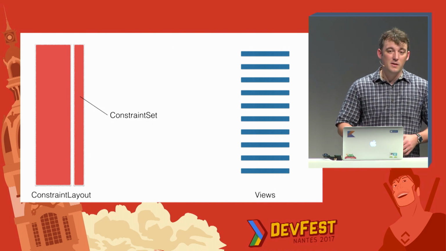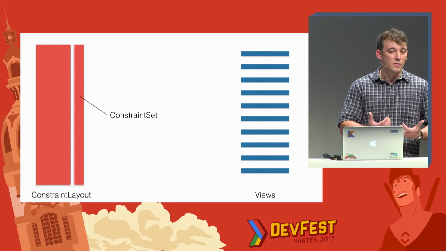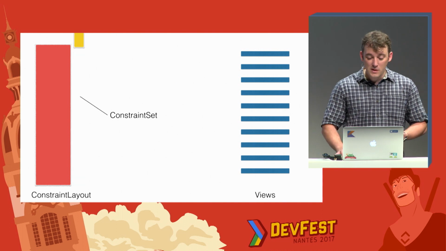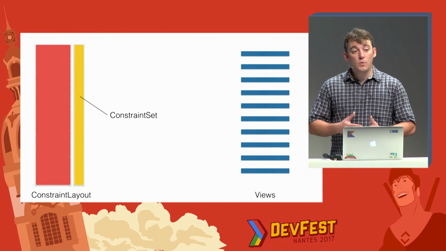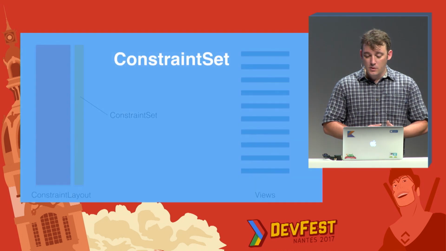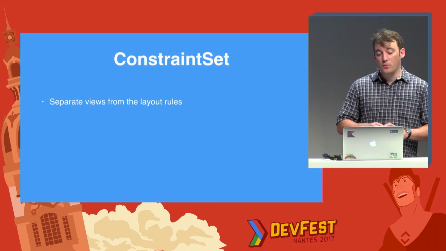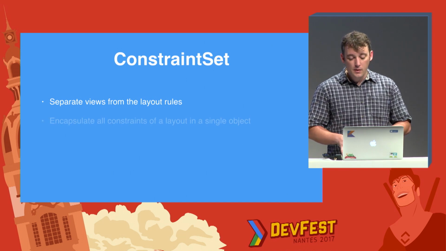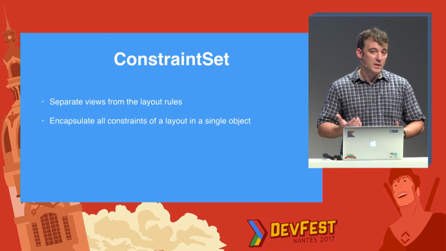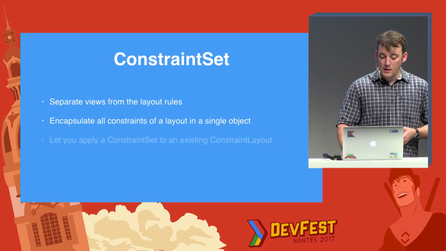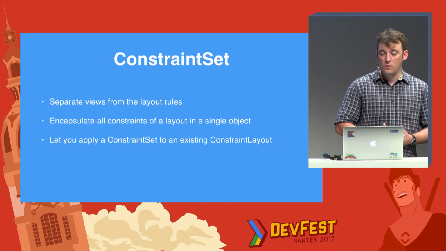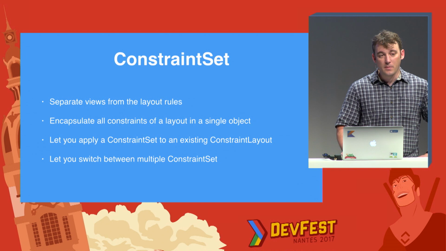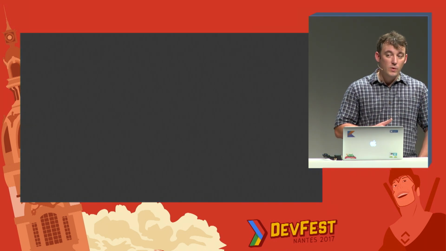And what's great is that it contains all the rules applied to a current constraint layout. And you can actually switch them. So you can get another constraint set and just switch them around like that. So it basically separates the views from the rules. You can encapsulate all those constraints into one single object that you can then swap. You can apply any constraint set to the constraint layout, and you can just toggle between them. So what are you going to use it for?